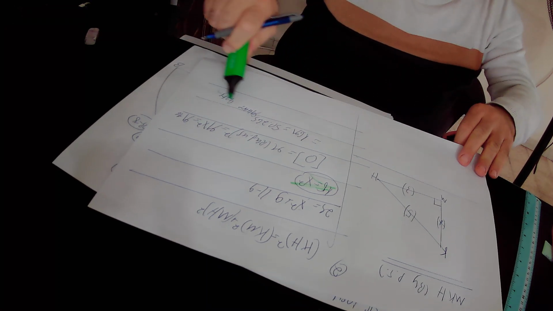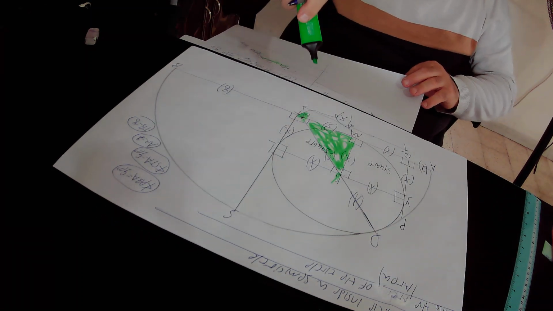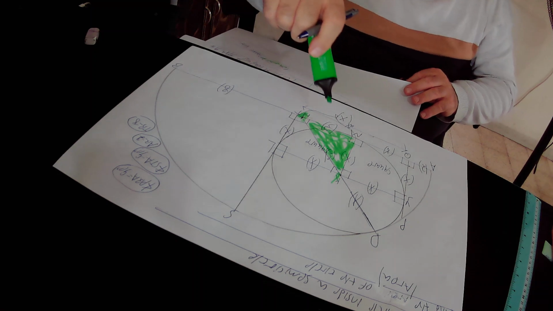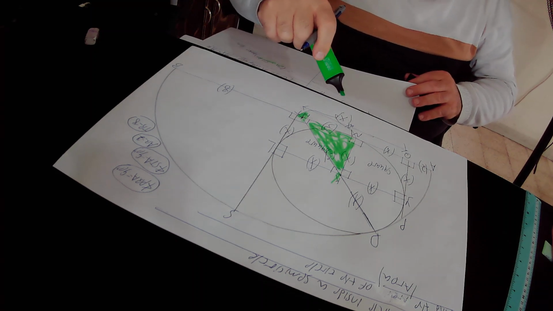And that is the answer to the question. The area of this small circle equals either 16 pi square units, or in terms of numbers, it equals 50.265 square units.